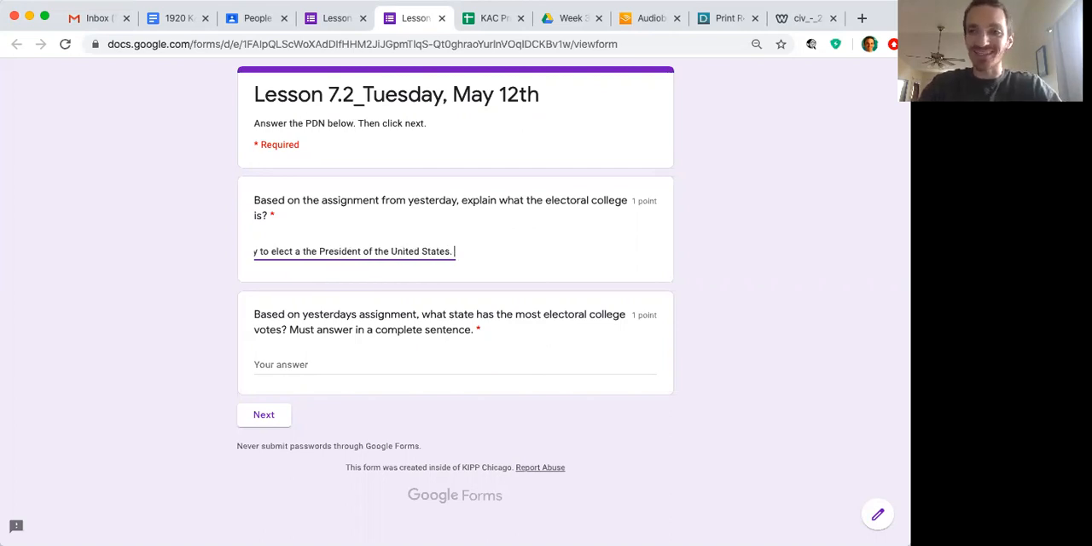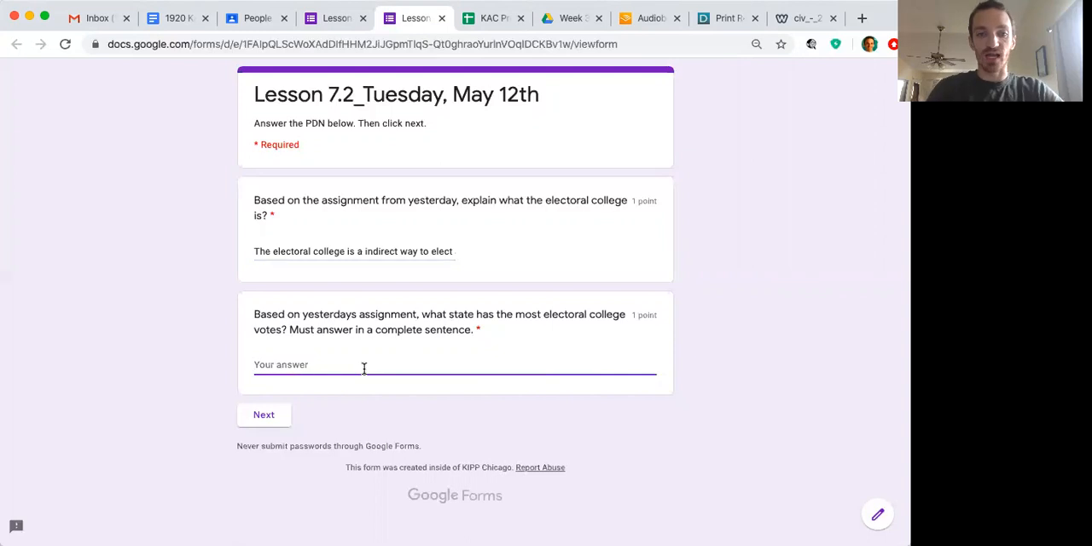That's one way, guys. That's a very fancy way of saying it, an indirect way to elect the president of the United States. You could have said the Electoral College is the way that we pick the president of the United States, or is the way that the founders created to pick the president of the United States. Any of those answers would have worked.